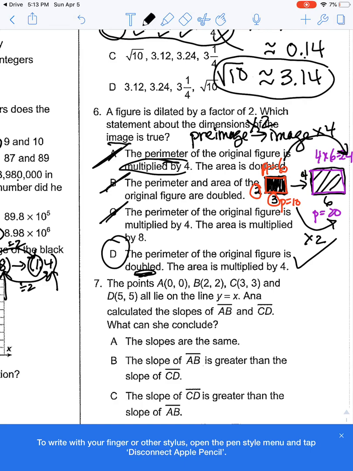All right, number 7, last question. The points all lie on the line y equals x. Anna calculated the slopes of segment AB and segment CD. What can she conclude? Well, this is a simple question, and if you are overthinking it, you may have gotten it wrong, but really all of these points are on the same line. So if you calculate the slopes between them, you're going to get the same slope for everything as long as it's a straight line. So our answer is A.